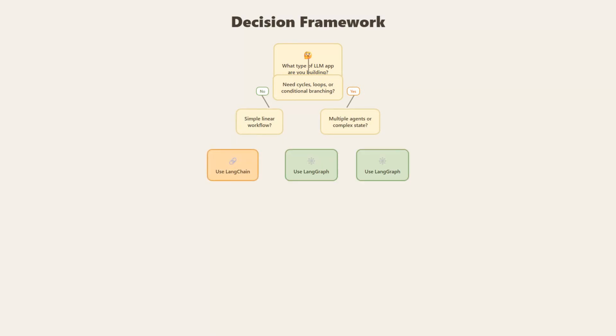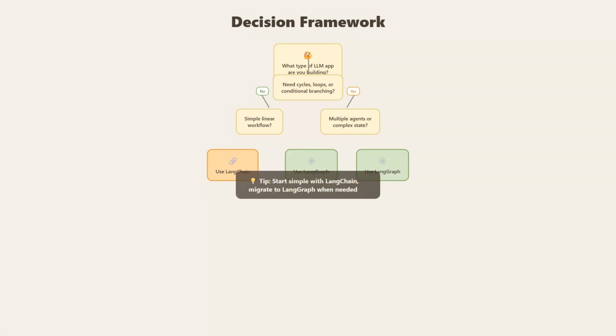Let me give you a practical decision framework to help you choose. Start by asking yourself, what type of LLM application am I building? The first question is, do you need cycles, loops, or conditional branching in your execution flow? If yes, go with LangGraph. There's really no way around it. LangChain simply doesn't support cyclical execution natively. If no, ask the next question.